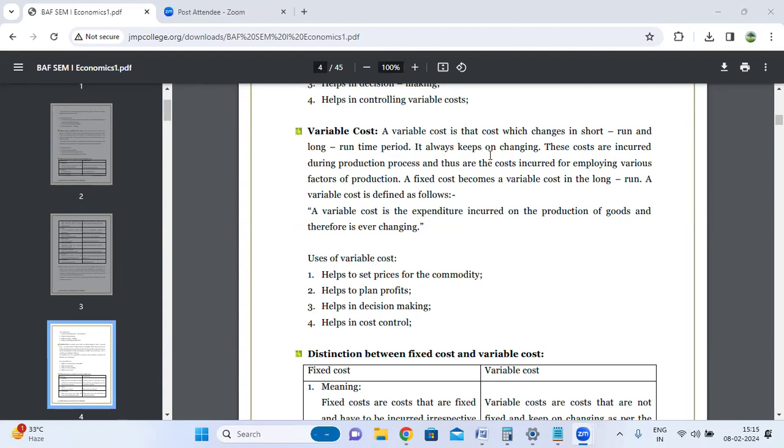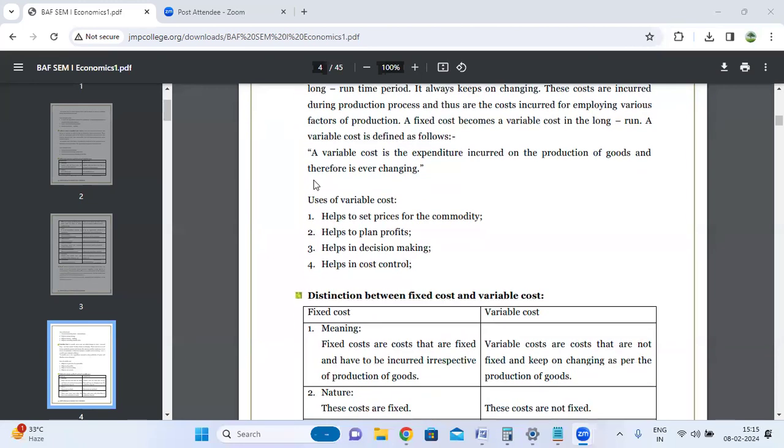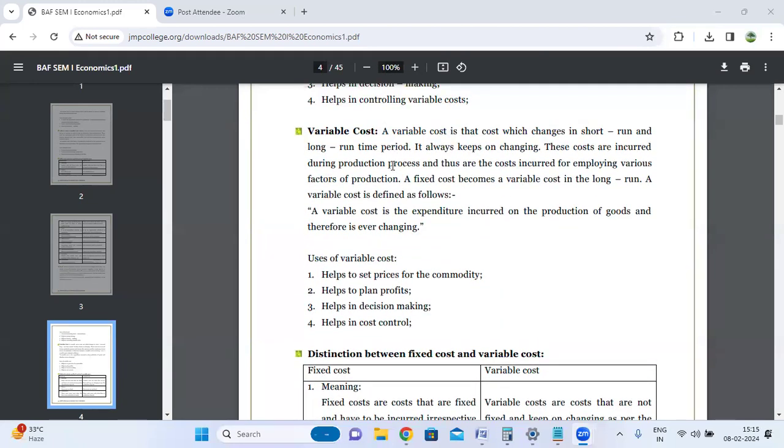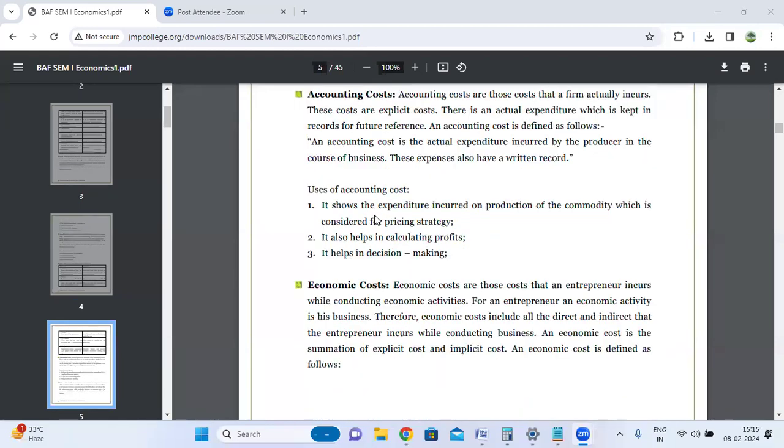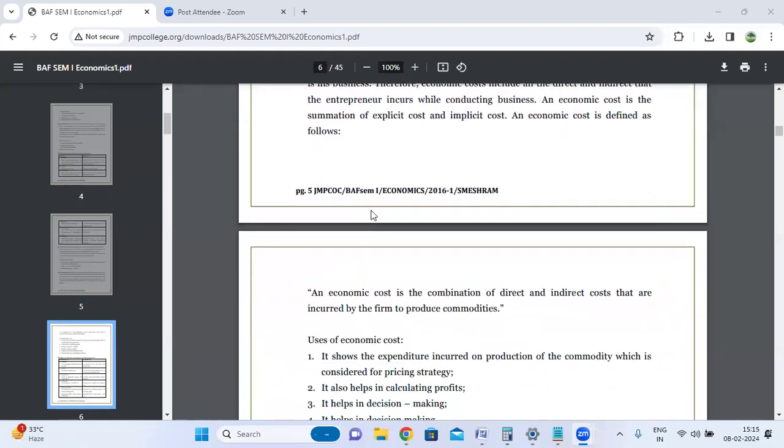Those are costs incurred for employing various factors of production. A fixed cost becomes a variable cost in the long run. So this is the variable cost. Next one, economic cost.